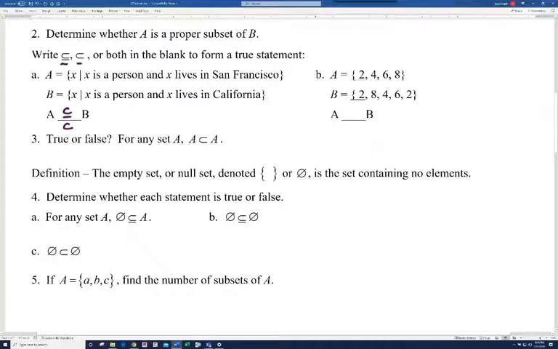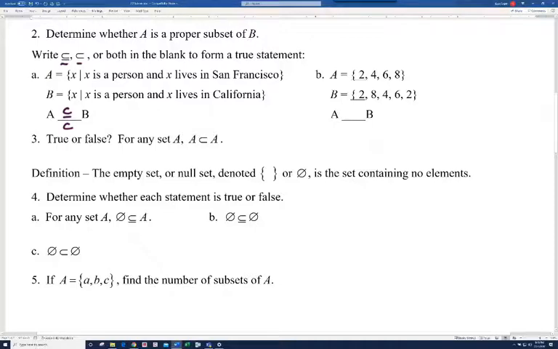All right, on letter B, we have A, the set with 2, 4, 6, and 8 in it, and B is the set with 2, 8, 4, 6, and 2 in it. Now, if you look at these two sets, in fact, they have the same elements, 2, 4, 6, and 8. It doesn't matter the order that they're written. It doesn't matter in B that we have the number 2 written twice. These sets have the same elements in them, and so they're essentially the same set. Well, they are the same set.